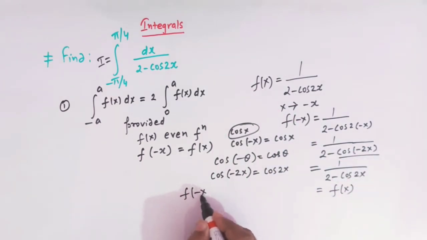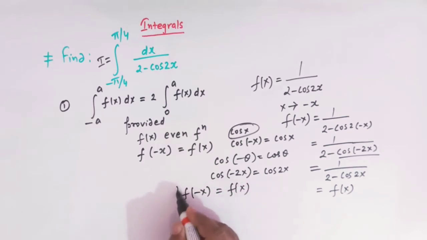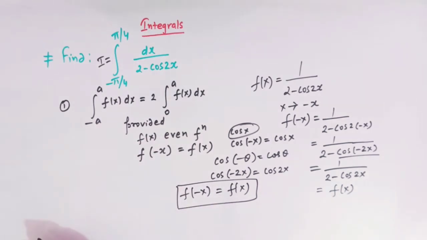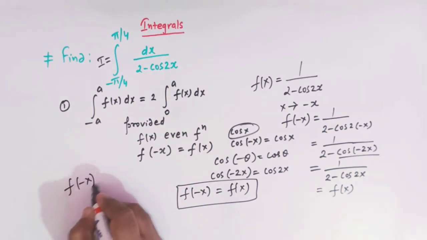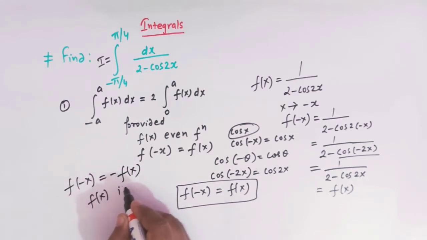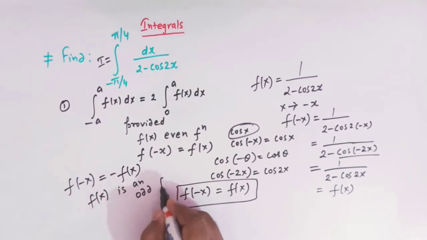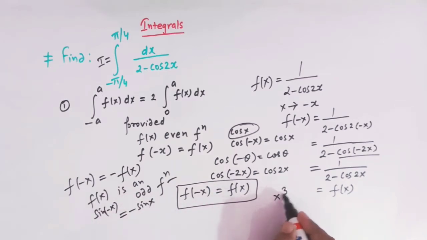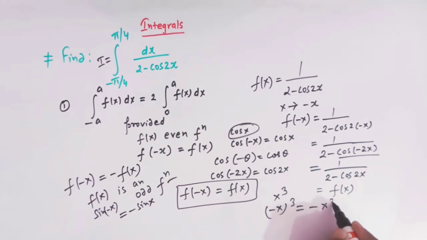So when f of minus x is equal to f of x, this implies that f of x is an even function. And when f of minus x is equal to negative of f of x, we say that f of x is an odd function. For example, the sine function is an odd function because sine of minus x is equal to minus sine x. Similarly, x cube is also an odd function because minus x cubed is equal to minus of x cubed.